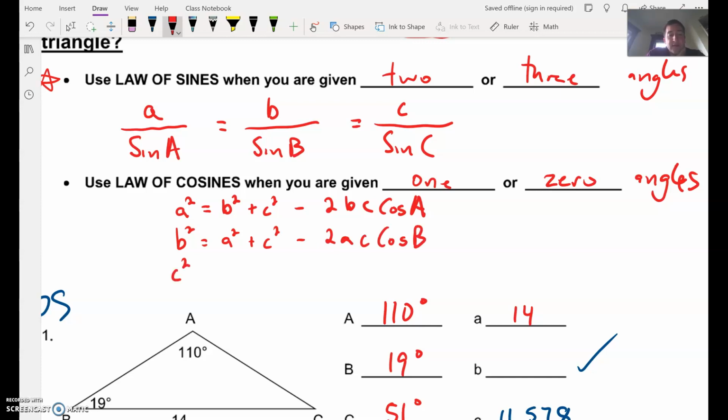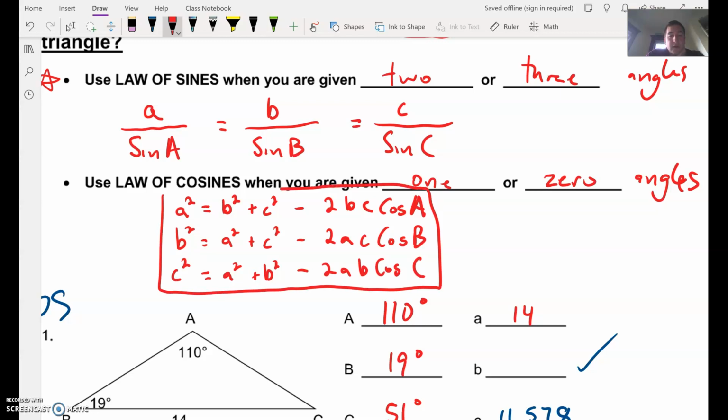Last but not least, if that's a C, then these are A and B. It's always minus 2, and then this would be cosine of C. So those are the three law of cosines, the ways you could use them. Whatever you're looking for is the one you want to use. If we're looking for A, we use the first one. If we're looking for B, the second one. If we're looking for C, the third one.